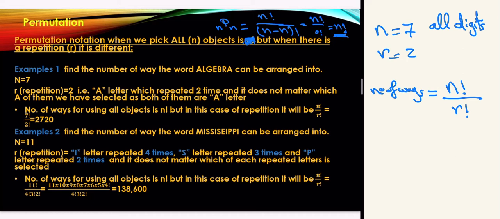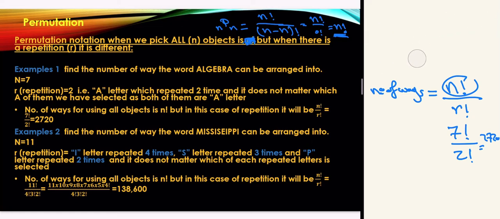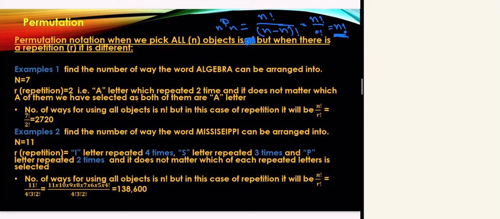It doesn't mean combination. Here, order matters, but whether this A or that A comes first doesn't matter for me. Both are A letters. So the number of ways will be 7 factorial divided by 2 factorial. If you calculate on the calculator, it will be 2,520.